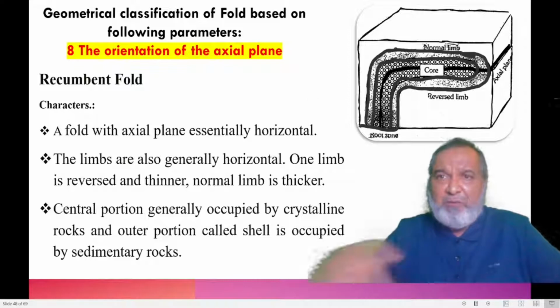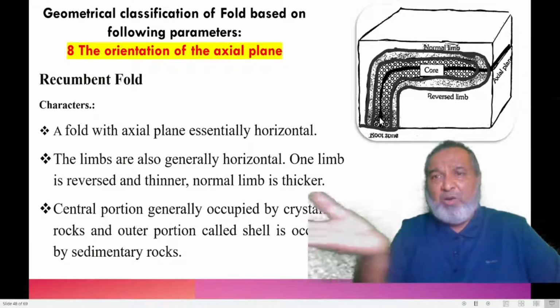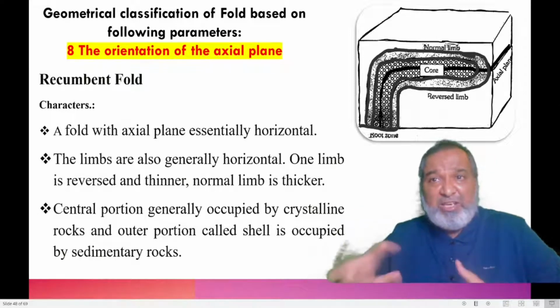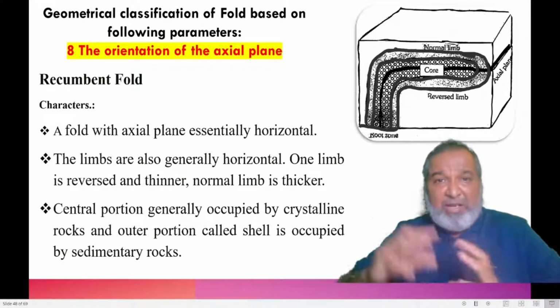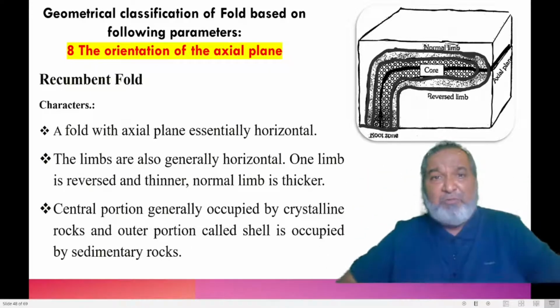Now in this recumbent fold, what is happening? On the surface, we have the axial plane horizontal, but as you go deeper, the axial plane instead of horizontal becomes vertical. So there is a change in the nature of the axial plane. As you go down, the axial plane will change from horizontal to vertical.